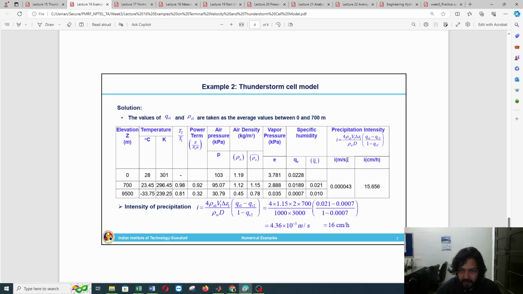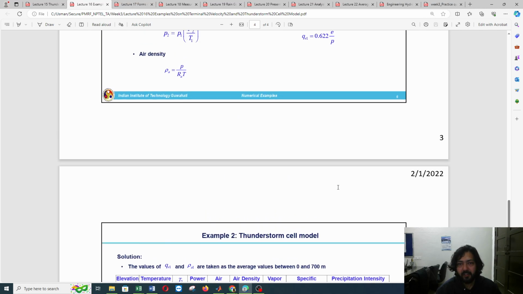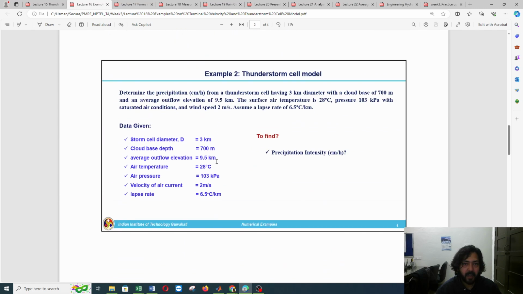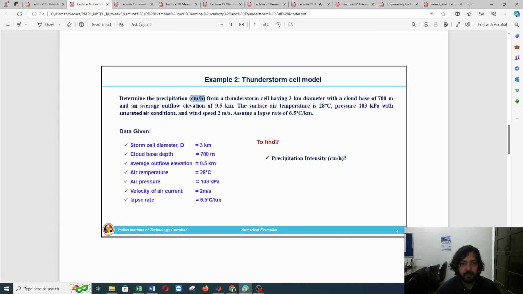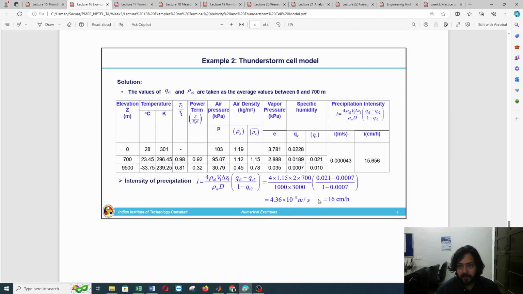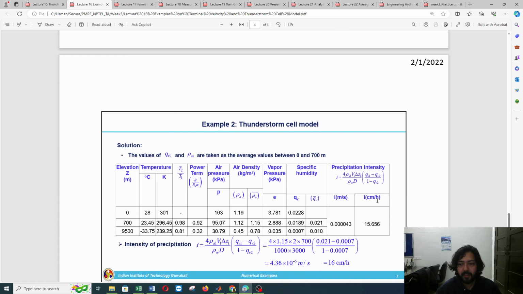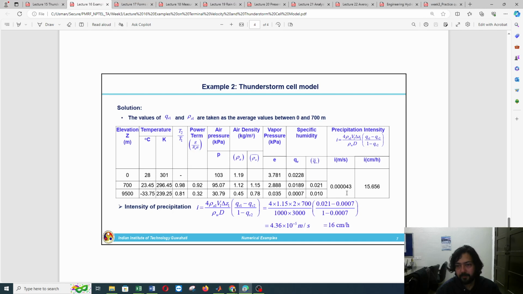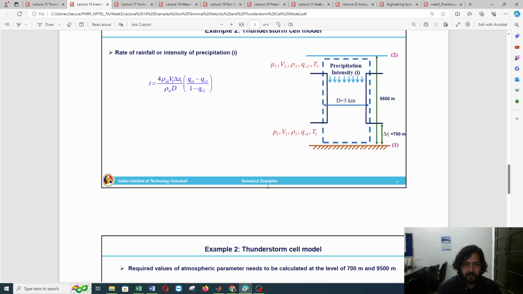The precipitation intensity that we are getting is in meters per second, but the unit they have mentioned in the question is centimeters per hour. Since we have calculated in meters per second, you can convert it into centimeters per hour, right? They have shown it here in meters per second and in centimeters per hour. So this is how we can solve a thunderstorm cell model. All we need to do is remember this equation and use the basics of our previous class.